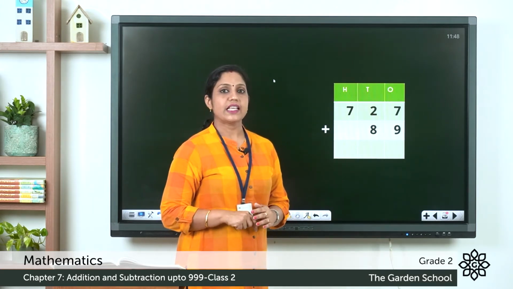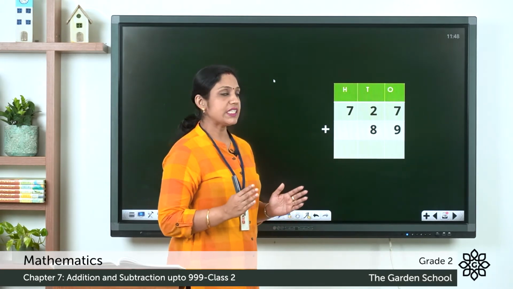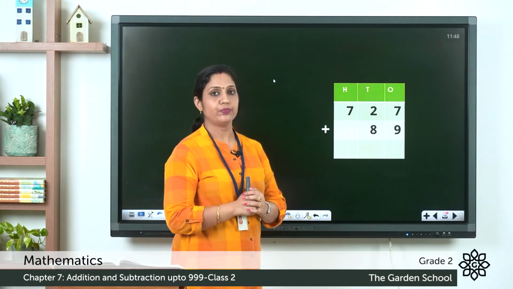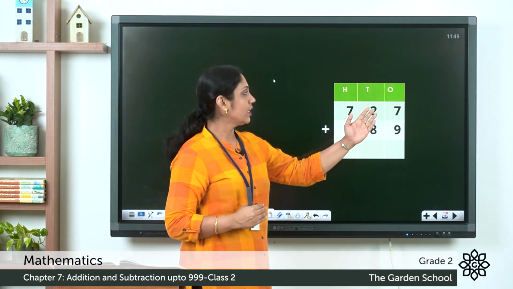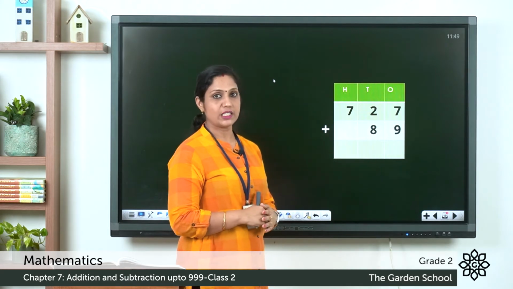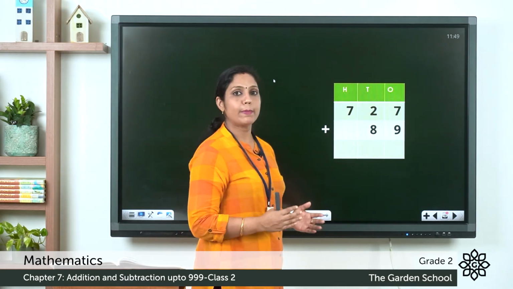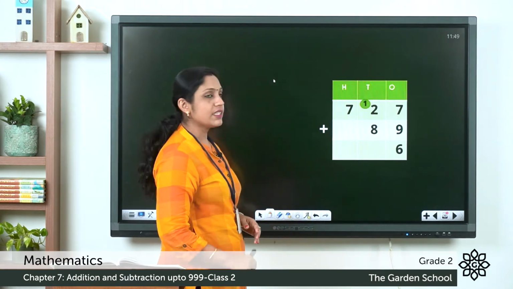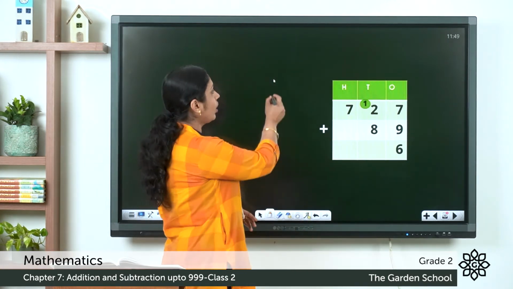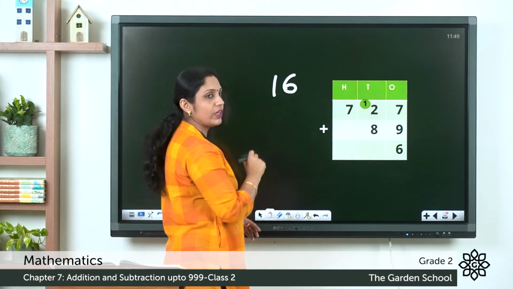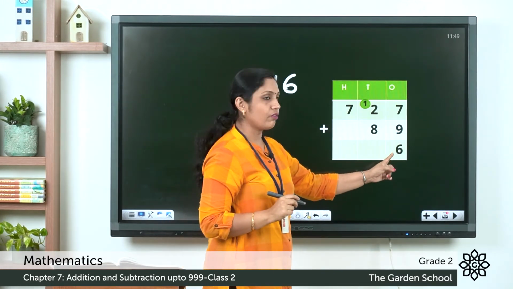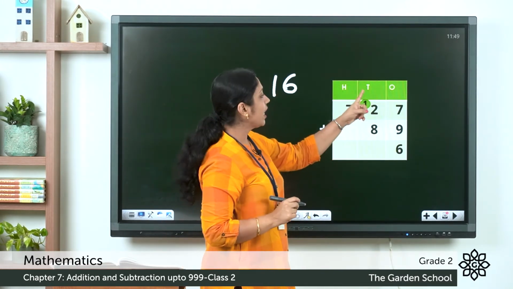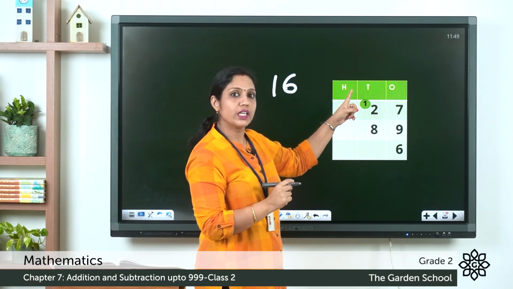Let's look at this example. We have 727 plus 89. So first what we'll do? We'll add the numbers which are there in the ones place. So we have 7 plus 9. So how much is 7 plus 9? It is 16. Again we got a 2-digit number. So what we'll do? The 6 which is there in the ones place, we'll write it in the ones place, and the 1 will carry over to the tens place.